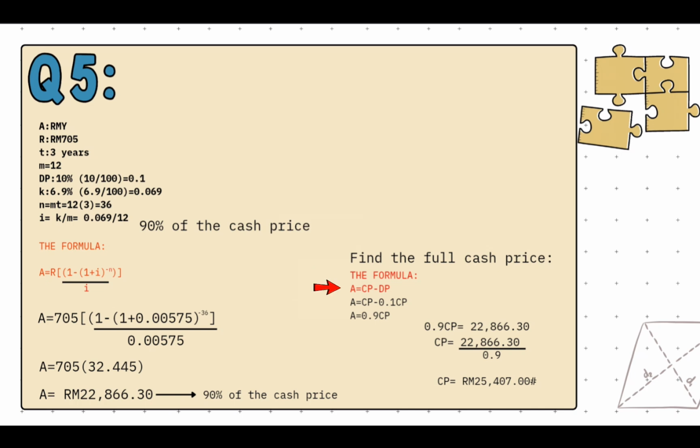Find the full cash price. The formula is A is equal to cash price minus down payment, and the down payment is 0.1. The formula is CP minus 0.1 CP, and then we will get 0.9 CP. 0.9 CP is equal to 22,866.30. So we convert to CP equal to 22,866.30 divided by 0.9. So the final answer is RM35,407.